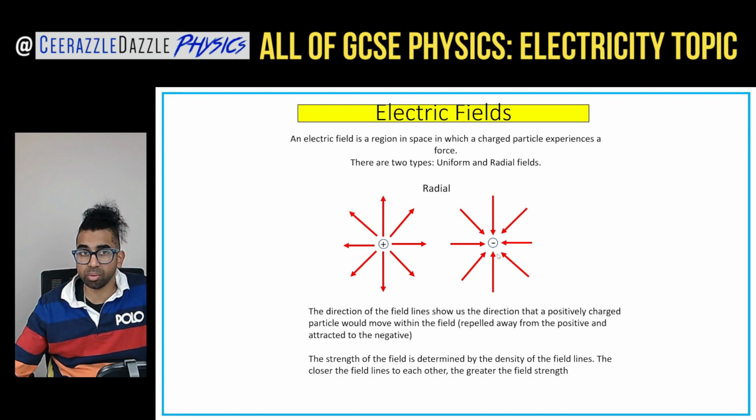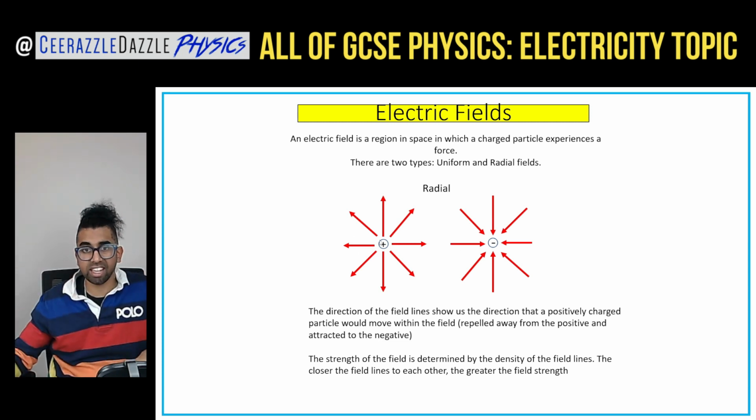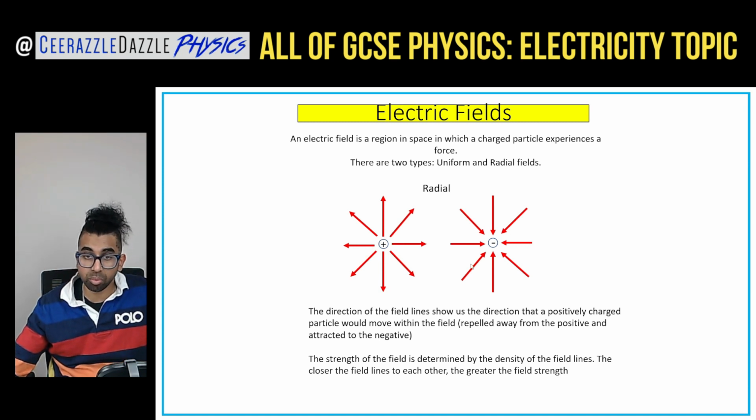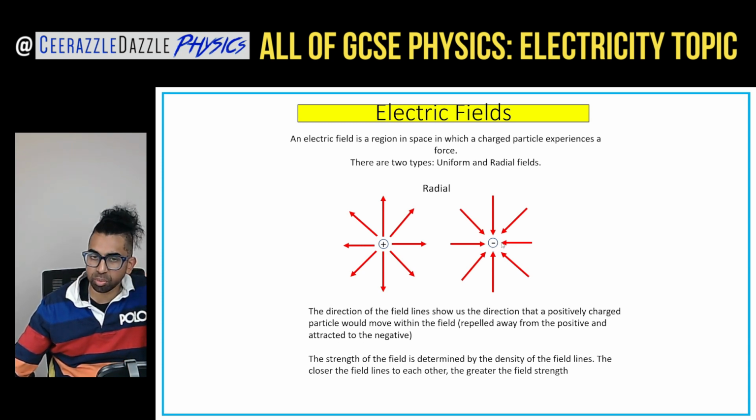An electric field is a region in space in which a charged particle experiences a force. So look over here, we've got two electric fields. This one's a positive one, and look, the arrows are going outwards. Negative one, the arrows are going inwards. The direction of the field tells you that if we were to put a positive charge here, it will move along that line. If I were to put a positive charge here, it moves along this line. So the direction of the field lines tells you the direction in which a positively charged particle will move.